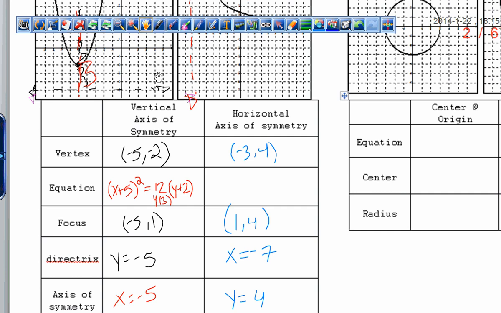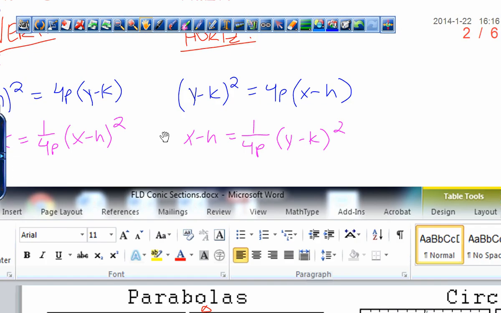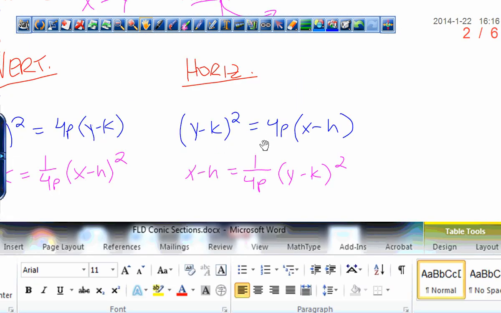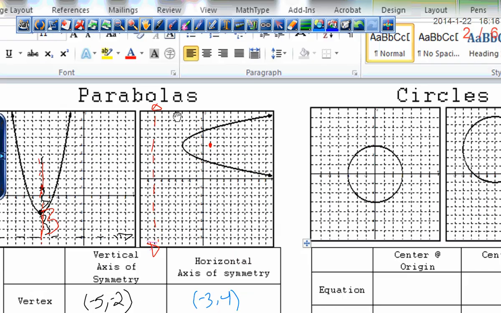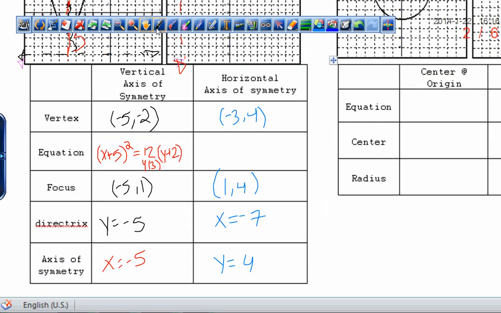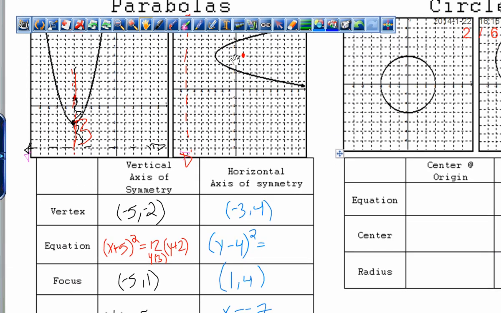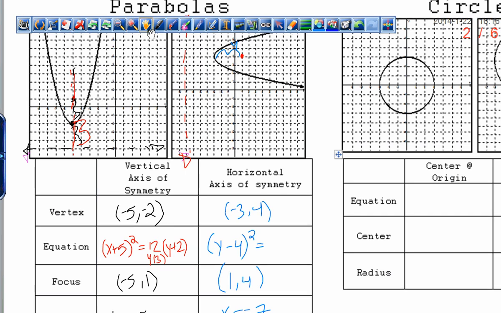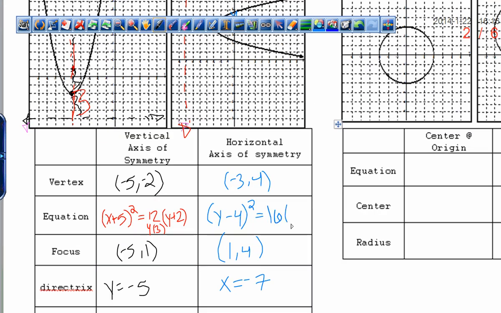Alrighty, so last thing for the equation. Since it's horizontal, we're going to be using this guy, y minus k squared equals 4p times x minus h. So first part is y minus k squared. So I got y minus 4 squared equals 4 times p. This time p is 4 units. From here to there is 4 units. So 4 times 4 is 16. And then x minus your h, but x minus negative 3 would be a positive 3. Alrighty, that's pretty much it.